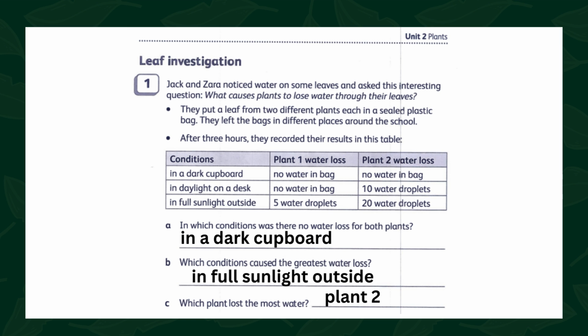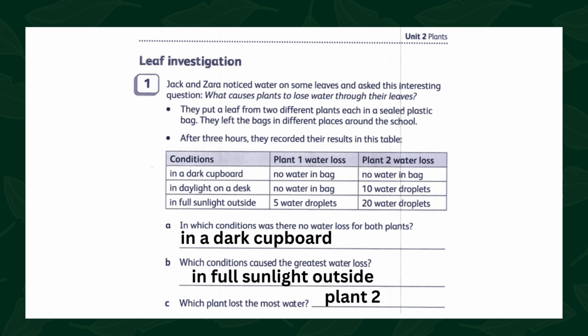When they kept these plants in daylight on a desk, there is no water in the bag for plant 1, or 10 water droplets for plant 2. In full sunlight outside, there are 5 water droplets for plant 1 and 20 water droplets for plant 2.